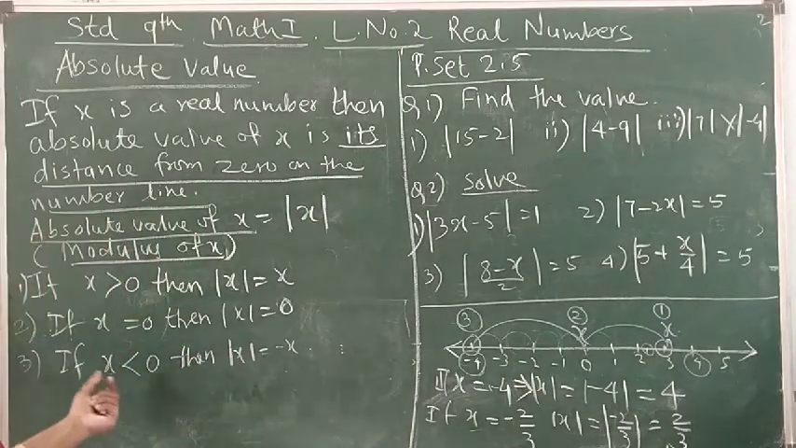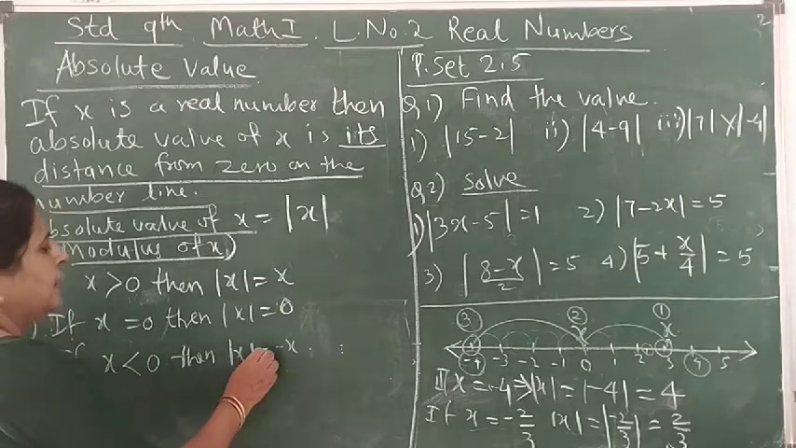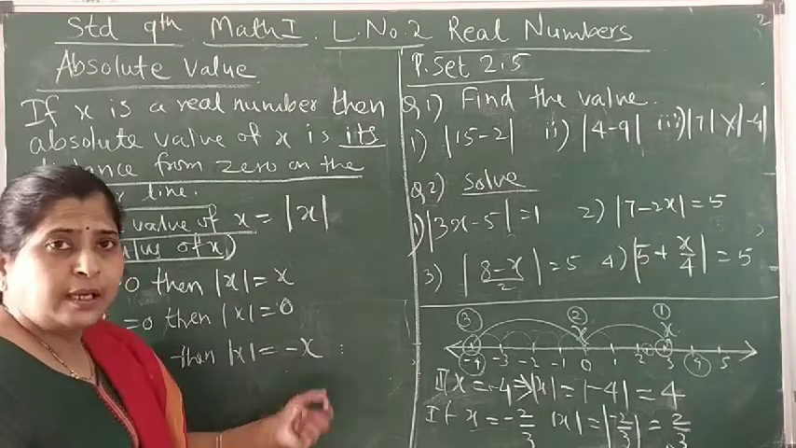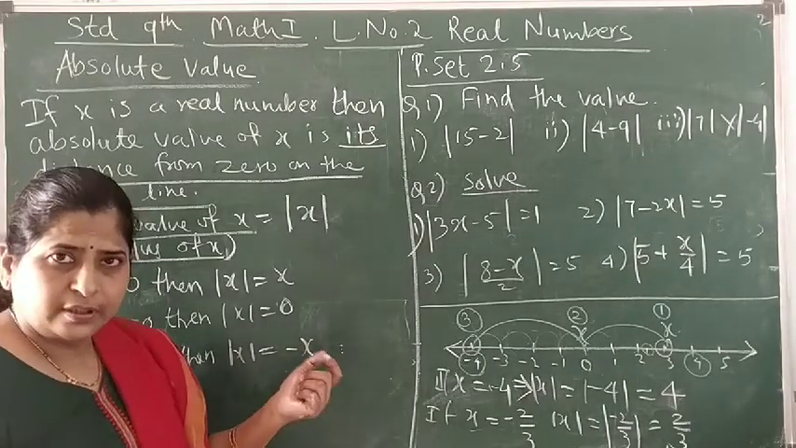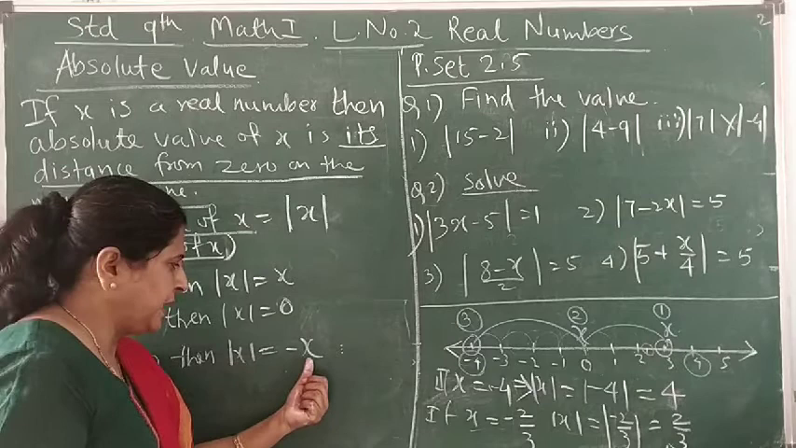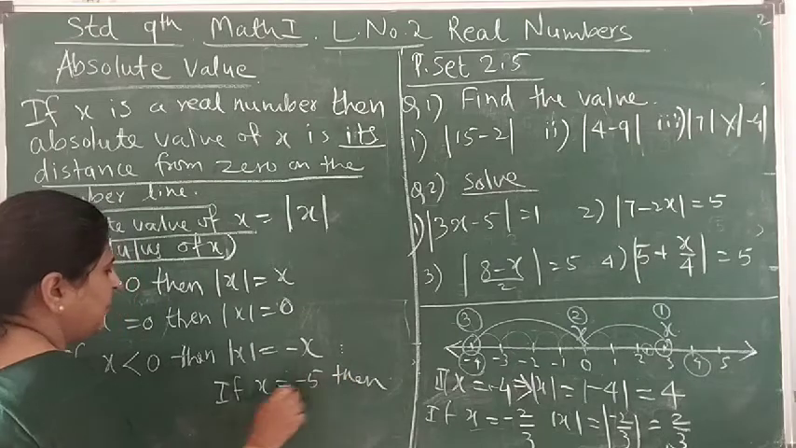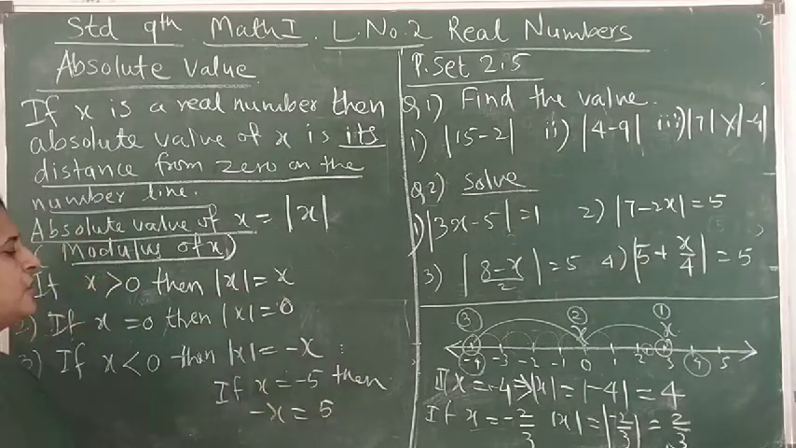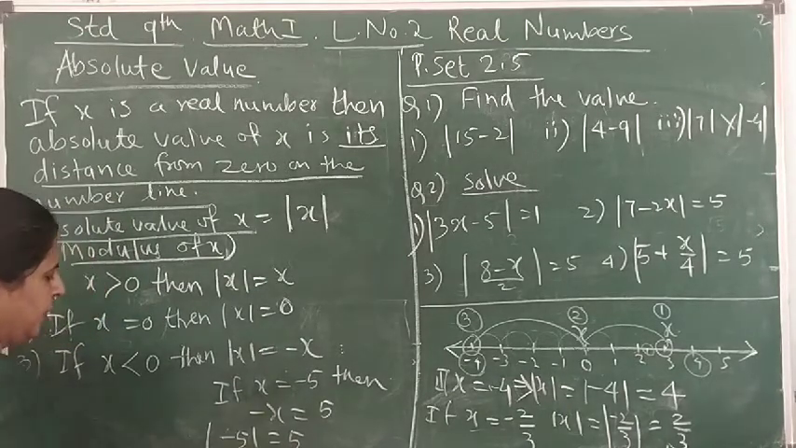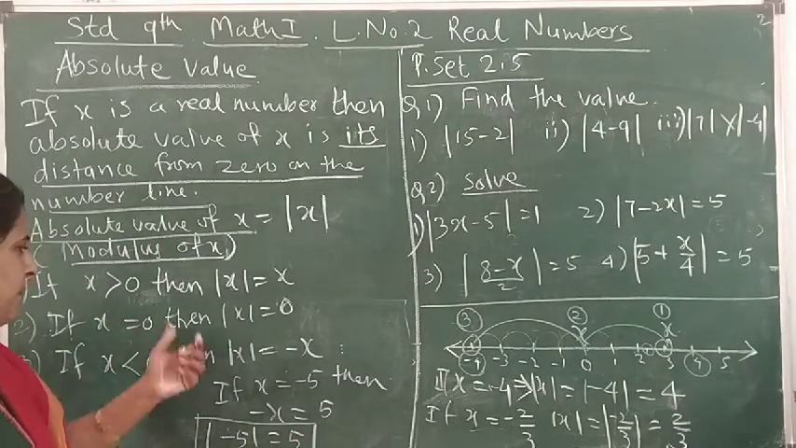So it is given as a statement that if x is less than 0, it is negative, then the absolute value of x is equal to minus x. Minus here means do not take it as a negative sign with this. Whatever x is, its opposite number is minus x. It means if x is minus 5, which is negative, then minus x is going to be 5. So the absolute value of minus 5 is going to be equal to 5. In this way we have to understand these three things.